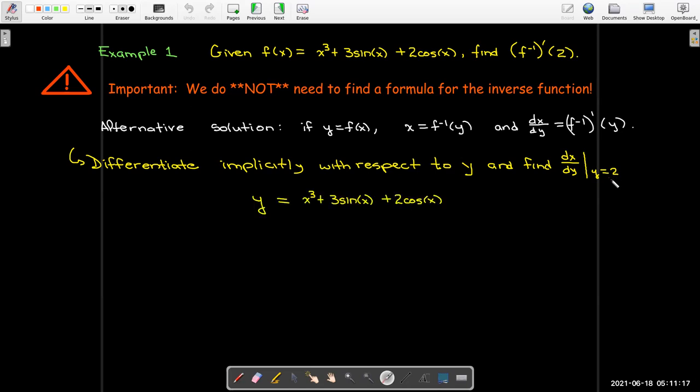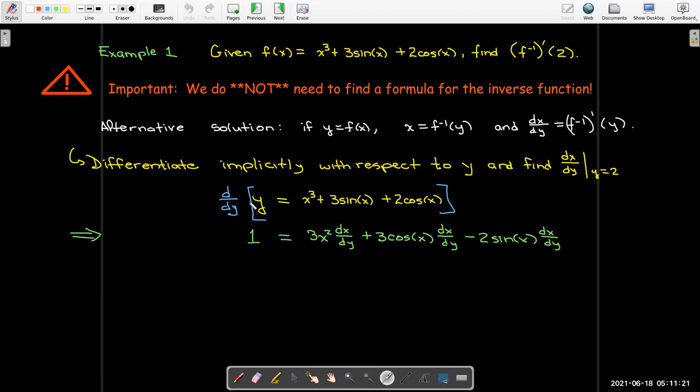All right, so start with our original function. Take the derivative of both sides with respect to y. So dy/dy is just 1. For the rest of these, remember x now is an implicit function of y. So whenever I have a term that has x in it, I'm going to have to apply the chain rule. So I'll have 3x squared dx/dy plus 3 cosine of x dx/dy minus 2 sine of x dx/dy. So I'll factor out the dx/dy and solve for dx/dy, and that gives me dx/dy is 1 over that expression, 3x squared plus 3 cosine of x minus 2 sine of x.